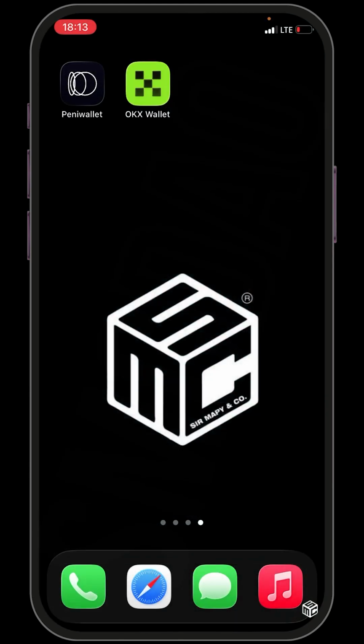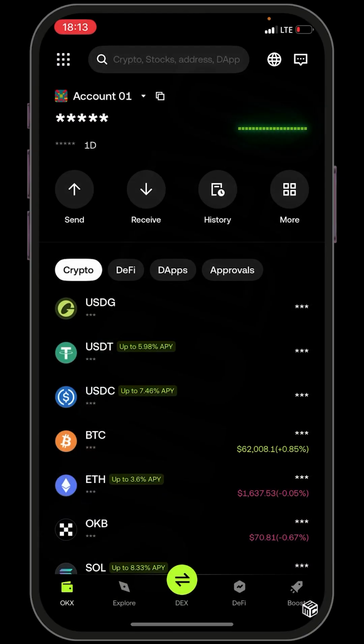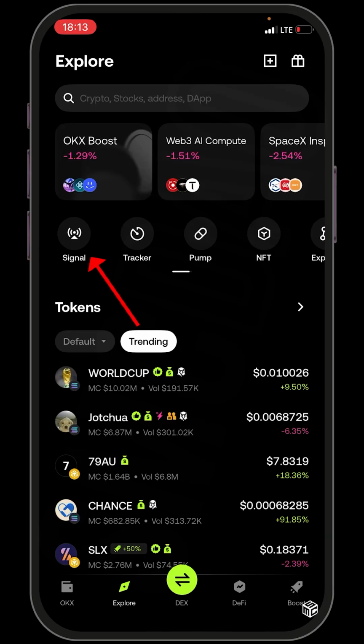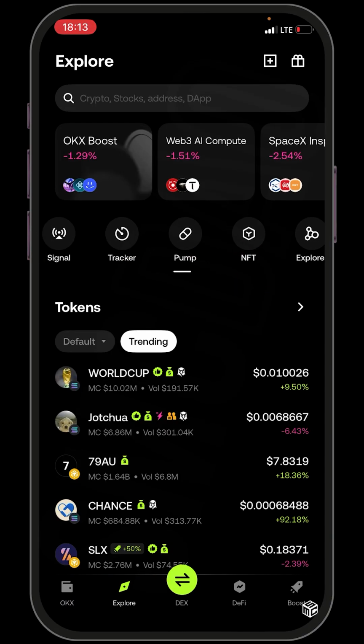Now let's open our OKX wallet right here. You tap Explore at the bottom of your screen, and we have Signal, Tracker, Pump, NFT, and Explorer. So our focus is going to be on Signal, Tracker, and Pump. Okay, first let's look at the Signal tab.